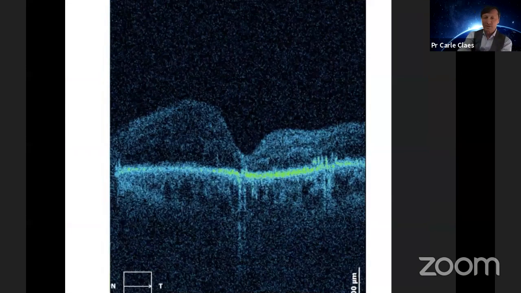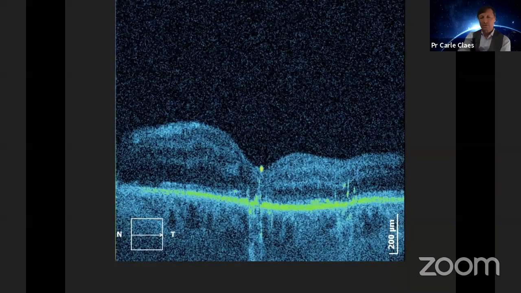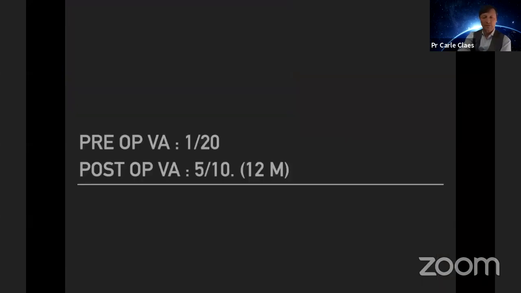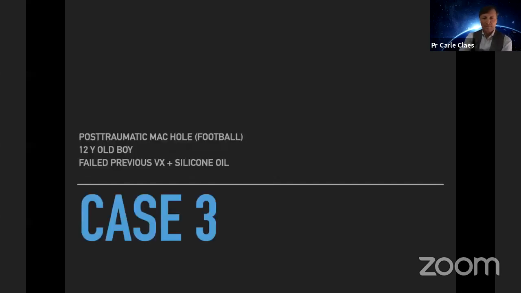Again, this is the pre-op picture, and this is the day 1 post-op picture, where you see restoration of the hole. Also, a few weeks later, you see the reflex of the silicone oil in the fovea, and also the beginning of restoration of the ellipsoid zone. This again is the picture on the left at the beginning of the surgery and on the right at the end of the surgery, where the hole could be completely closed. And this patient regained visual acuity to 5 on 10 at 1 year follow-up.